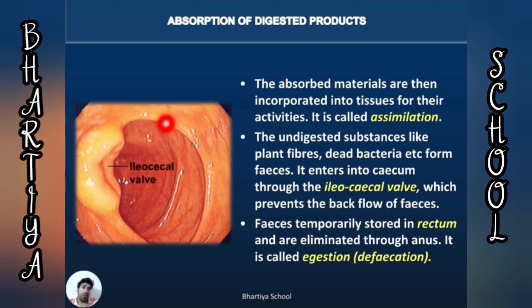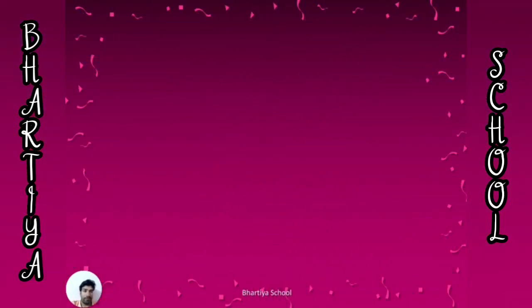After absorption of food, the absorbed food is taken into the tissues for various activities and gets assimilated, and the undigested food is temporarily stored in the rectum, and finally eliminated, and the process is called defecation.